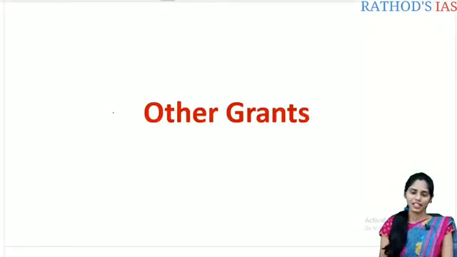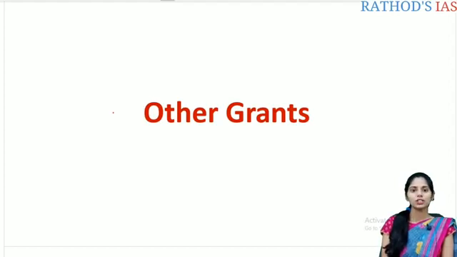We are continuing the chapter of Parliament. In this lecture, we are going to discuss other grants and also the funds. In these other grants, we are going to discuss the supplementary grants, additional grants, excess grants, vote on credit, etc. And in the funds, we are going to discuss three important types of funds.